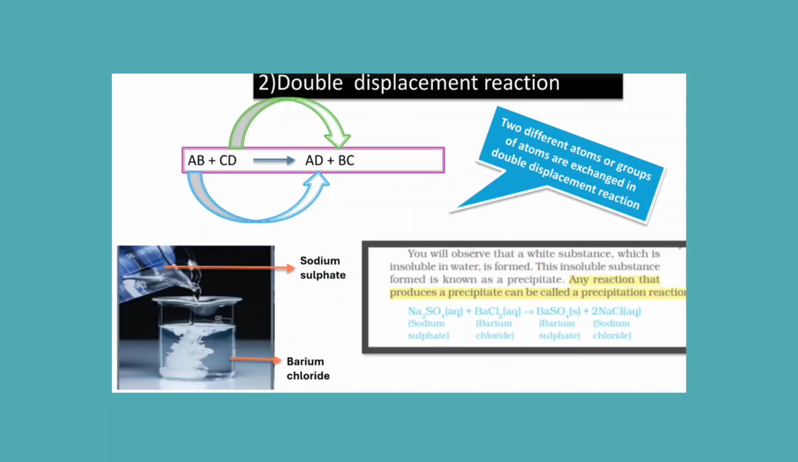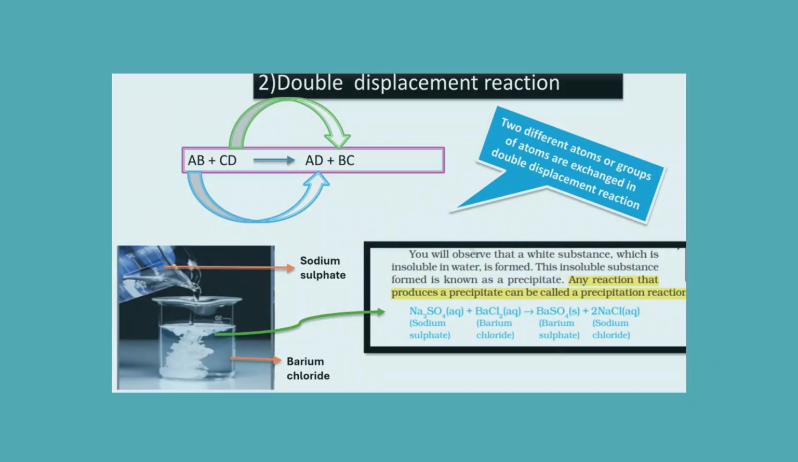So the equation is Na2SO4 plus BaCl2 gives BaSO4 plus 2NaCl. Here, two atoms are interchanged with each other, forming two different types of products. So it is an example of double displacement reaction.